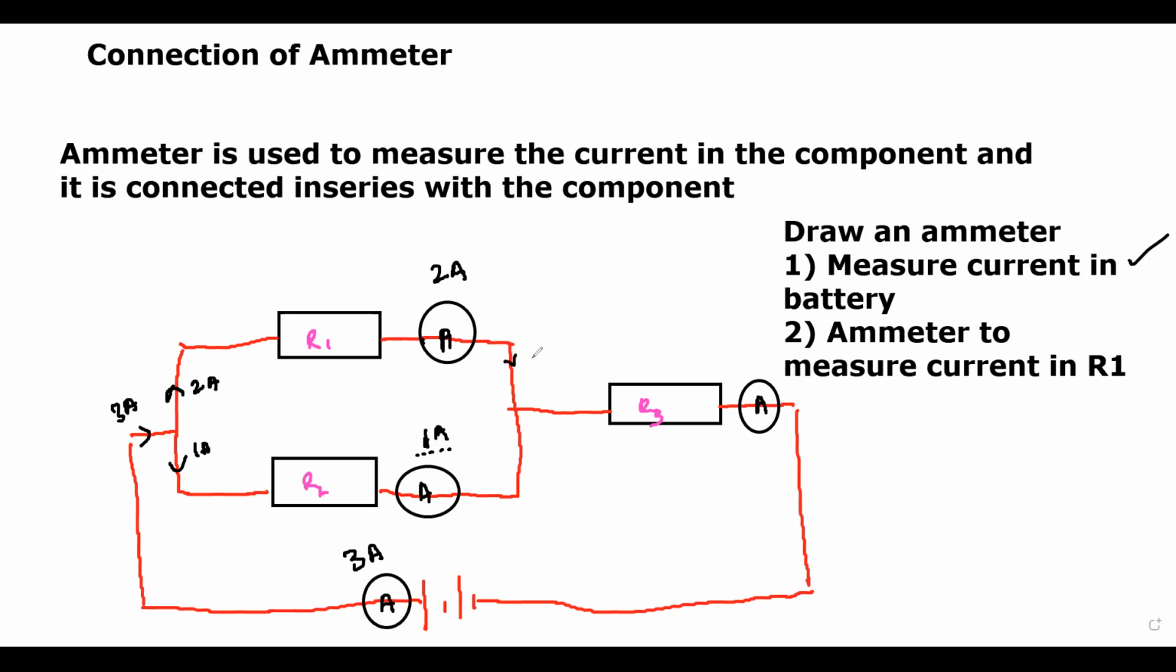And if 2 ampere from here and 1 ampere from here combine, they will give 3 ampere. So what will be the reading on the last ammeter? It will be 3 ampere. So ammeters are always connected in series to the component in which we want to measure the current, and in series the current is the same. That's why we always connect them in series. Is the concept of connecting an ammeter in the circuit clear? Any question or doubt till this point?